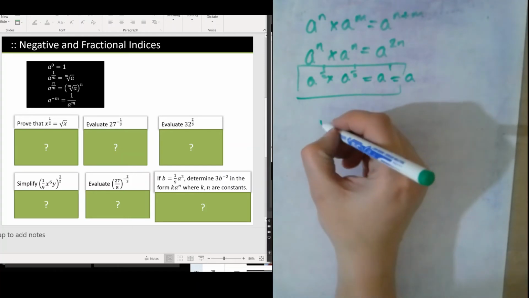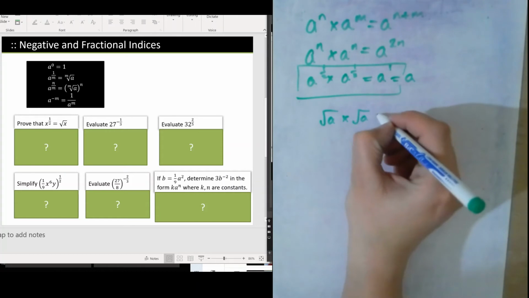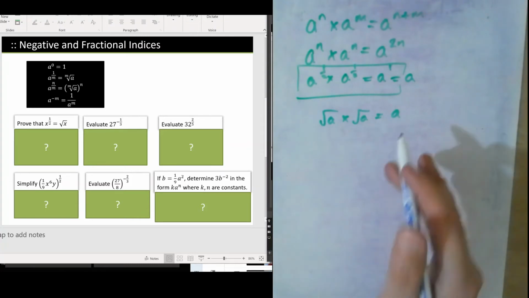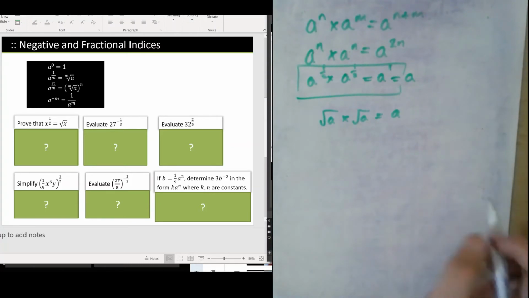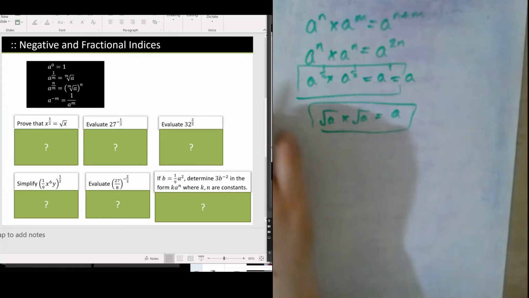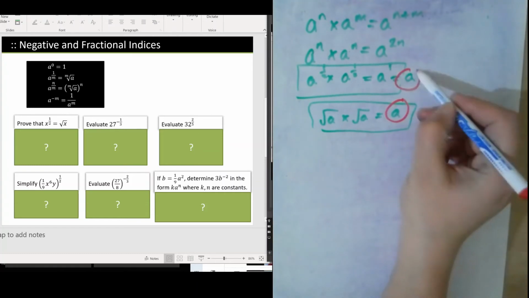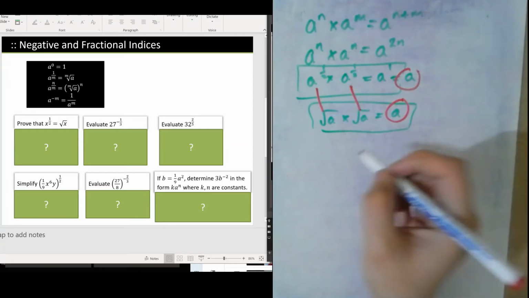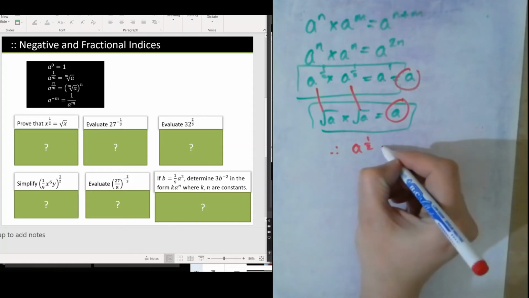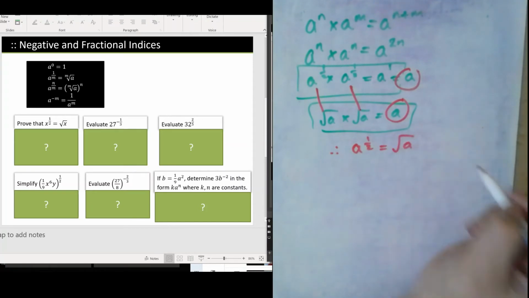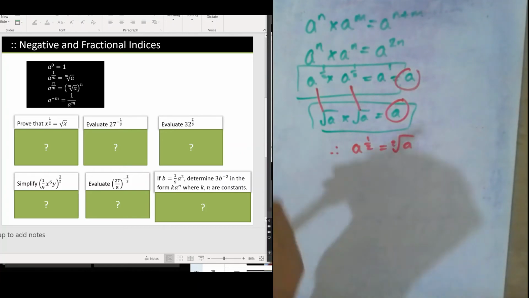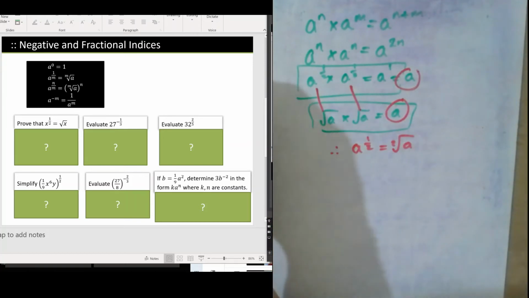And then for the next part, you just need to think about your thirds. If I have this, then that is also a. If I have the square root of something times the square root of something, that's also a. And then I can say these two are exactly the same. If these two are exactly the same, that must mean that these two terms must also be exactly the same. So from that, you could say that they are equal to one another. So this is one way that people prove that law right there.